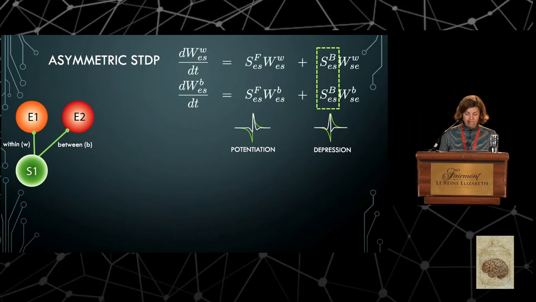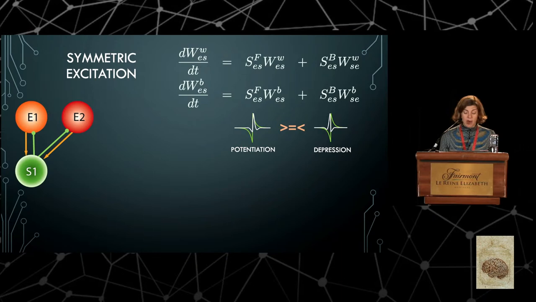Now this is kind of a tug of war in this equation, and whether you have more potentiation or more depression in your synapse really depends on this term here, which is the weight of the excitatory connection from the E cell to the S cell. So this is hearkening back to what the last talk just talked about. What is the importance of the weight of this synapse?